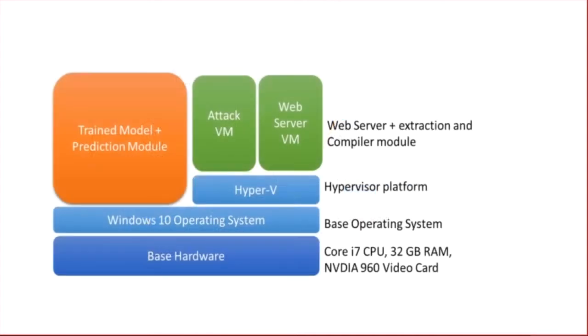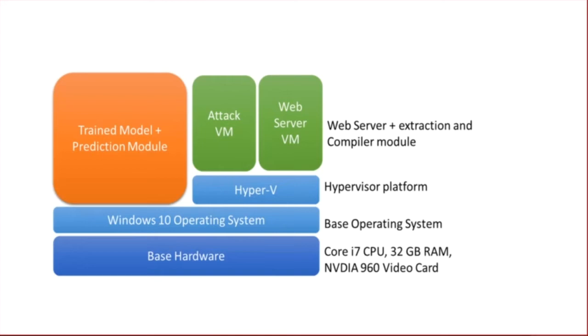The proof of concept environment we're about to demonstrate has been built on this infrastructure. This infrastructure consists of a Core i7 CPU server with 32 gigs of RAM and an NVIDIA video card running Windows 10 operating system with Hyper-V enabled. The training and prediction module run directly on the base operating system and utilizes the machine learning ready video card.